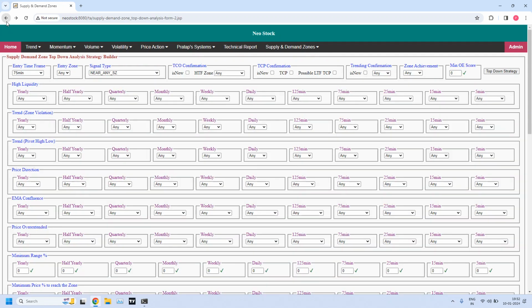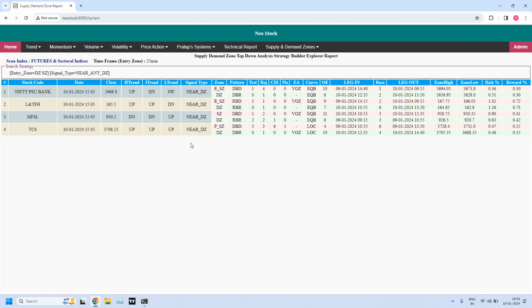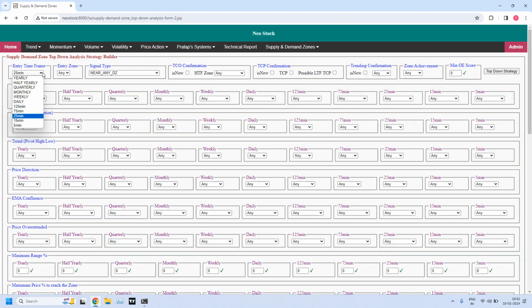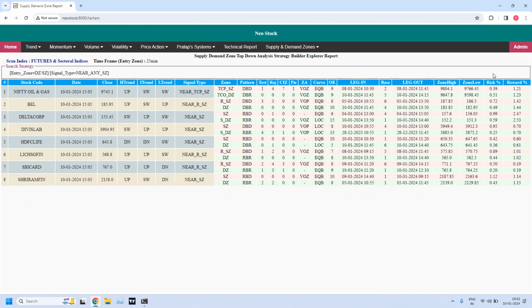Okay, let's go back. Let us change the time frame to 25 minutes. Let us find the stocks near 25 minutes demand zone. So 4 stocks are filtered. So let's go back. 25 minutes time frame. Let us find the stocks near 25 minutes supply zone. So these 8 stocks are filtered.